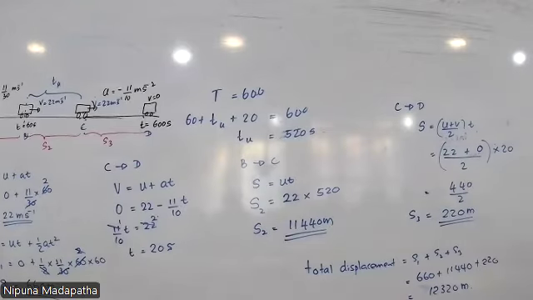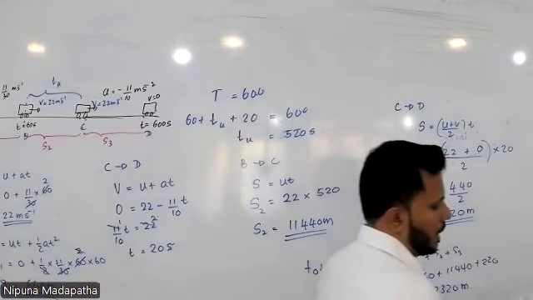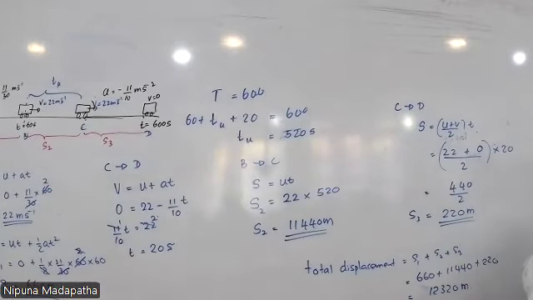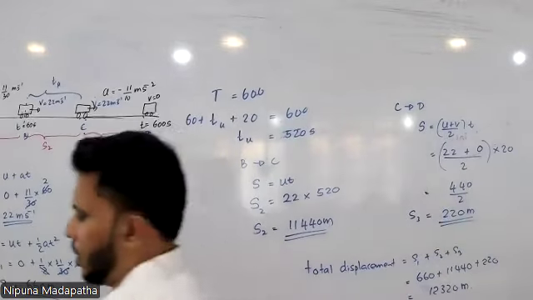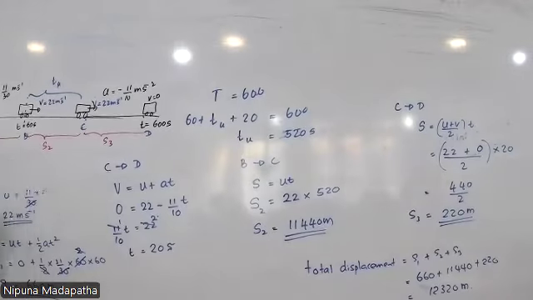An object starting from rest first moves with uniform acceleration, then with a uniform velocity of 10 meters per second, and finally moves with uniform deceleration and comes to rest. The total time taken for this journey was 160, and the displacement was 1.2 kilometers. Find the distance traveled with uniform velocity.